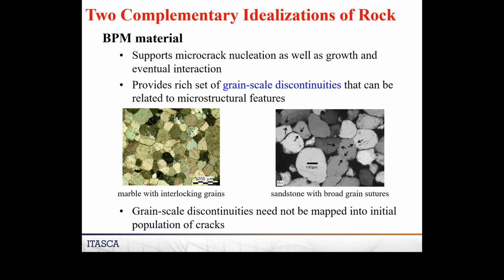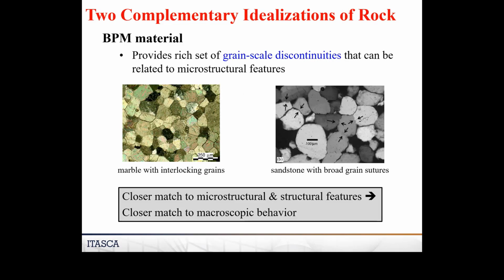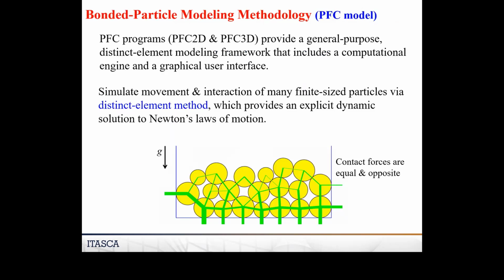And the key thing here is that you don't need to take the initial rock with its grain scale discontinuities and map that into an initial population of cracks. With the other model, you just have to start with the cracks and then you go from there. In this type of modeling, the linear elastic fracture mechanics behavior is itself just an emergent feature of a bonded particle model. And so again, the argument here is that the closer we can match those microstructural features, the closer we're going to match the macroscopic behavior.